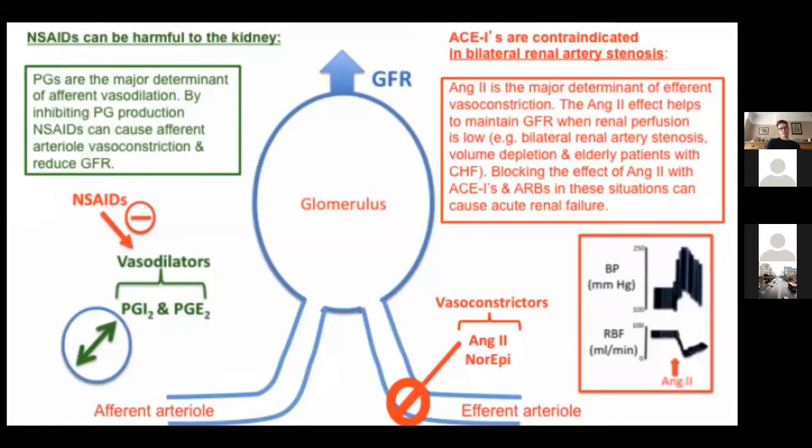This slide just represents how NSAIDs and ACE inhibitors affect renal function. So you've got prostaglandins, which help to dilate the afferent arteriole. NSAIDs inhibit that. You're going to get afferent constriction, you're going to get less blood flow. So again, it's about blood flow. You're getting less blood flow into the glomerulus, and you're getting a drop in renal function. Conversely, in bilateral renal artery stenosis, ACE inhibitors or angiotensin receptor blockers stop vasoconstriction. You get dilatation of the efferent arteriole, and again, reduced eGFR.